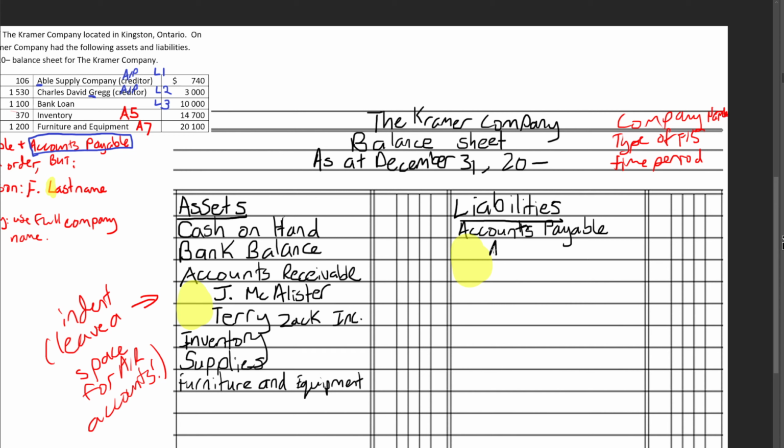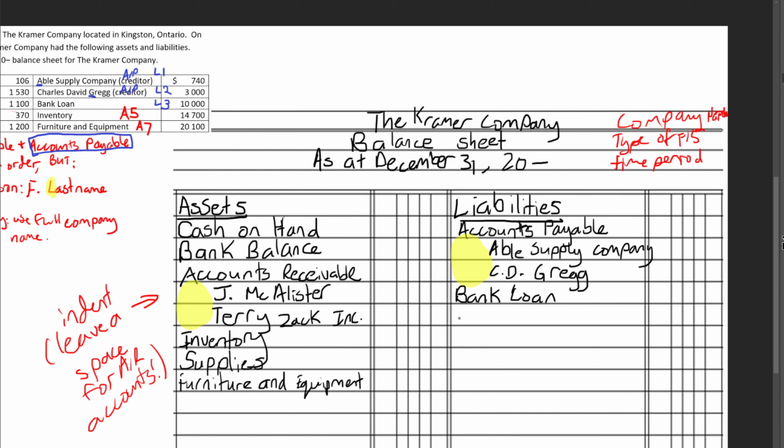And I will write able supply company first because of the A, and then the person is C.D. Greg. And two first names. And then I go back to being flush with the left margin. In this case, it's more in the middle, and I write bank loan. That was my last liability.